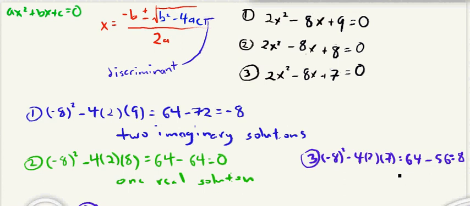So the fact that that's positive is going to tell us that we are going to have two real solutions. So the discriminant tells us that we're going to have one of three things. If it's negative, we're going to have two imaginary solutions. If it's equal to 0, then we're going to have one real solution. And if it's greater than 0, if it's positive, then we're going to end up having two real solutions.